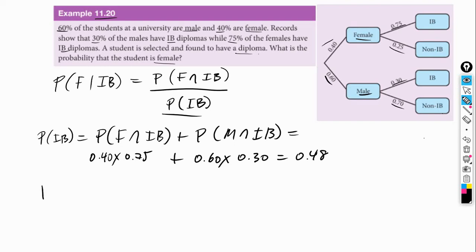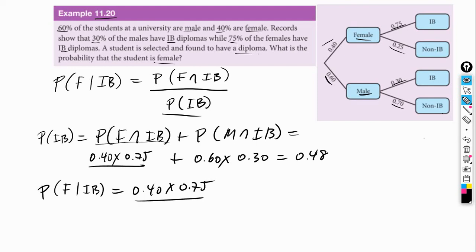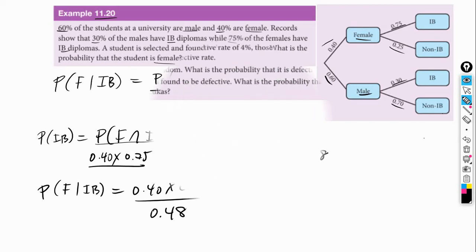So that means the probability of being a female, given that she has an IB, is equal to 0.40 times 0.75, which is the probability of being female and having IB, divided by the total probability of having an IB, which is 0.48. This gives us 0.625, which is a 62.5% chance.